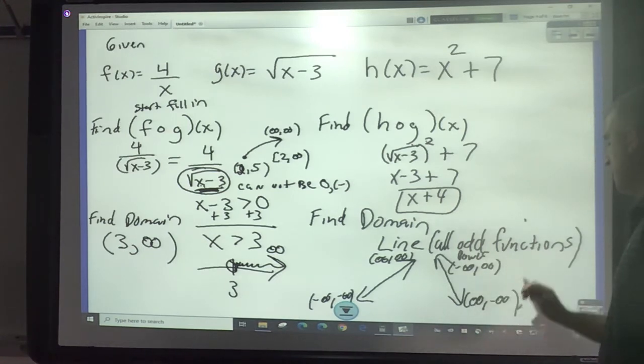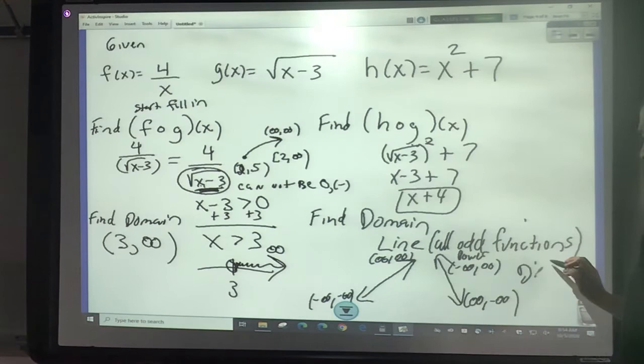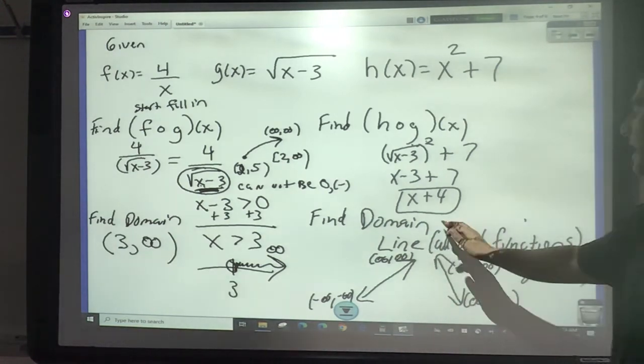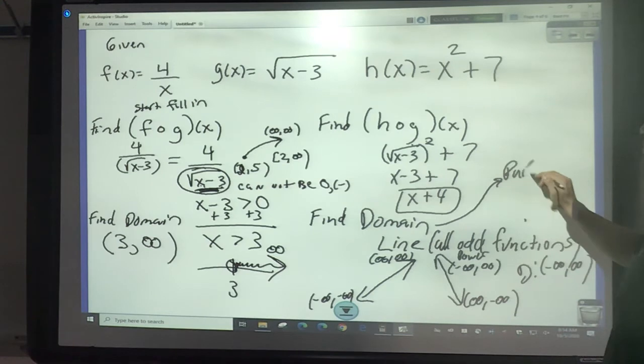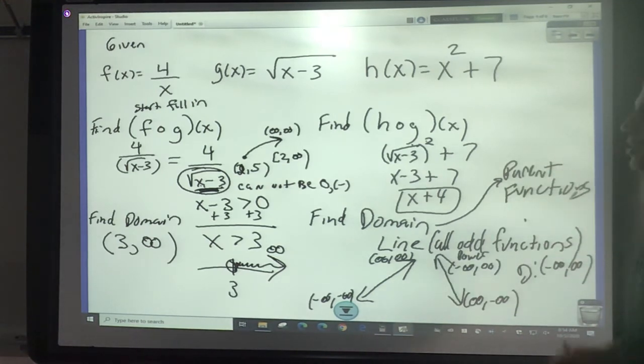Now, either one, watch what happens. The smallest x value is negative infinity, the biggest is positive infinity. Now watch what happens when I go over the other line. Smallest is negative infinity, biggest is positive infinity. So no matter what your lines are, that's what you get. So what you want to do with the domain is sometimes look back at the parent functions. The parent functions can help you figure out what the domain is. The parent functions are great for the domain.